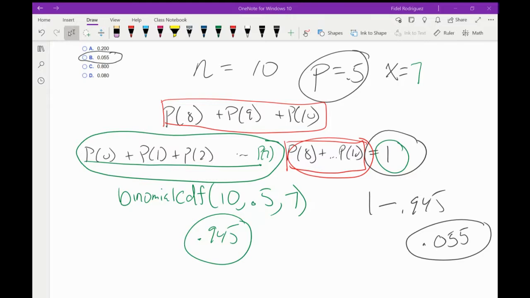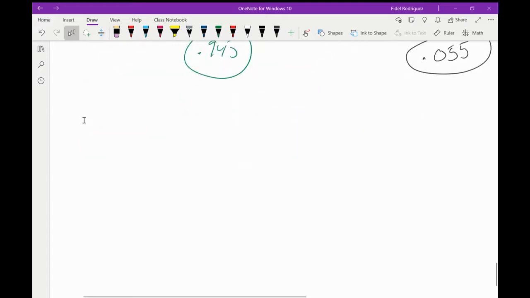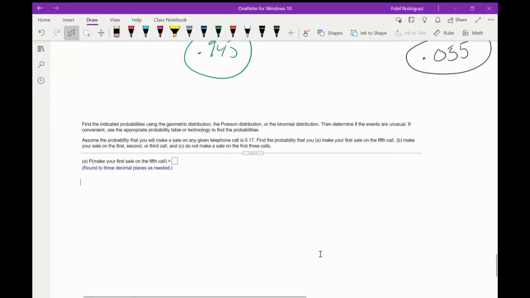Okay. So I'm going to go like this. Let me copy it, and let me paste it in the notes. There we go. Okay.